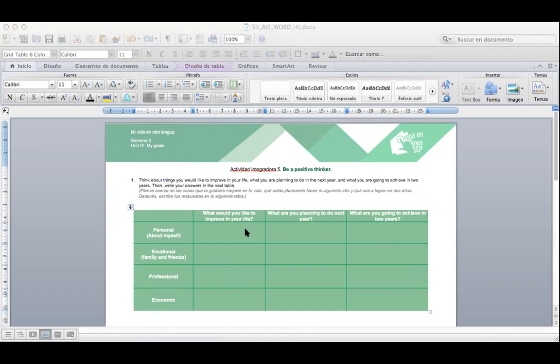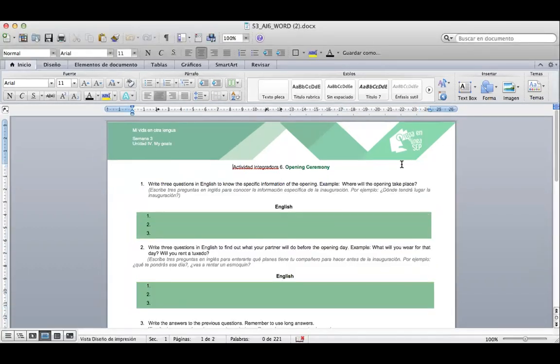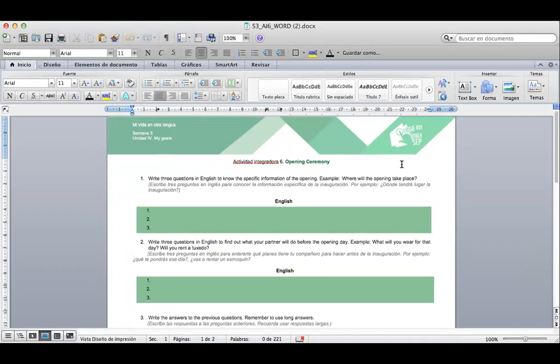So, activity 7, opening ceremony. Here you have to download the document opening ceremony, and after that you have to answer what you have to answer. After that you have to answer the questions to know specific information about the opening. Where will the opening take place? For example, when will the inauguration be, or when will the opening take place?